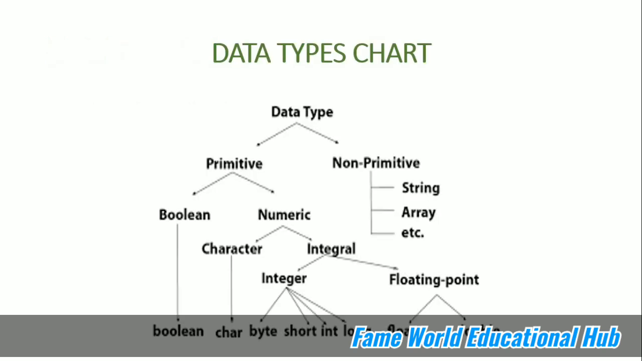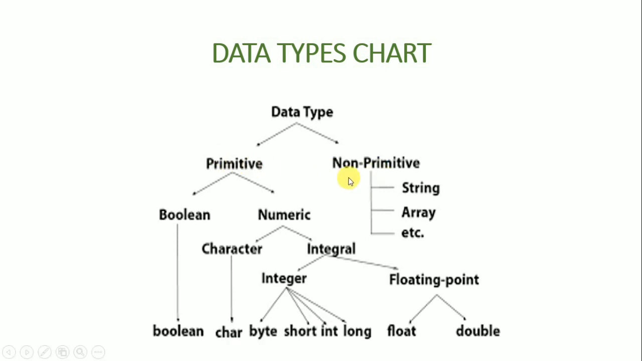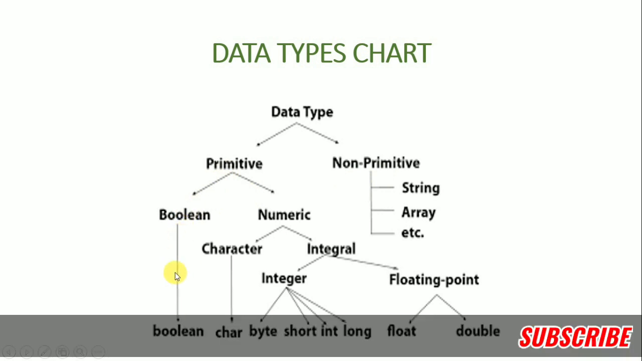If we see this data type chart, you can see there are two types of data types, primitive and non-primitive. In primitive, boolean basically contains true and false values. You can take a note of it, it would be beneficial for your revision purposes. In the primitive data type, boolean takes either a true or a false value. The numeric data types come in the primitive data type only.